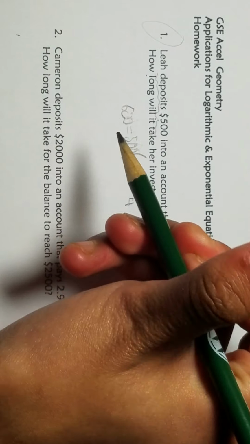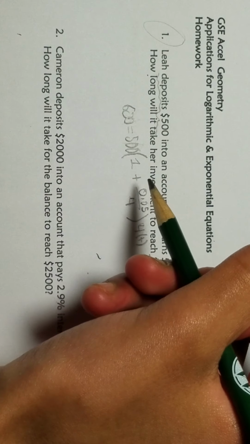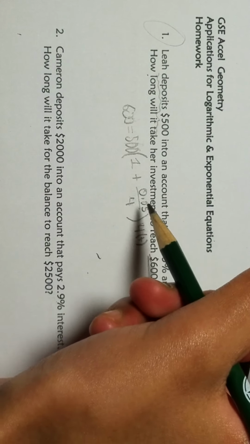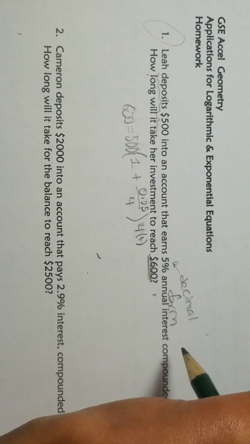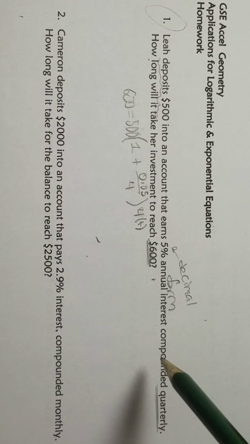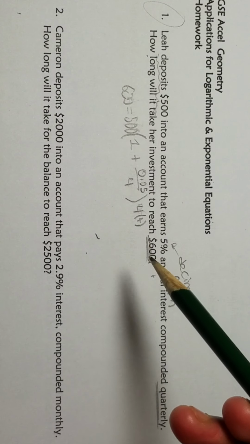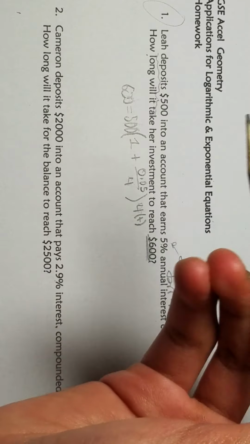End amount 600, 500 initial, 1, that always is included, plus your rate in decimal form, 0.05, given here. 4 we know from compounded quarterly, so that's what you put there. Then 4 again, and then obviously you put that T.